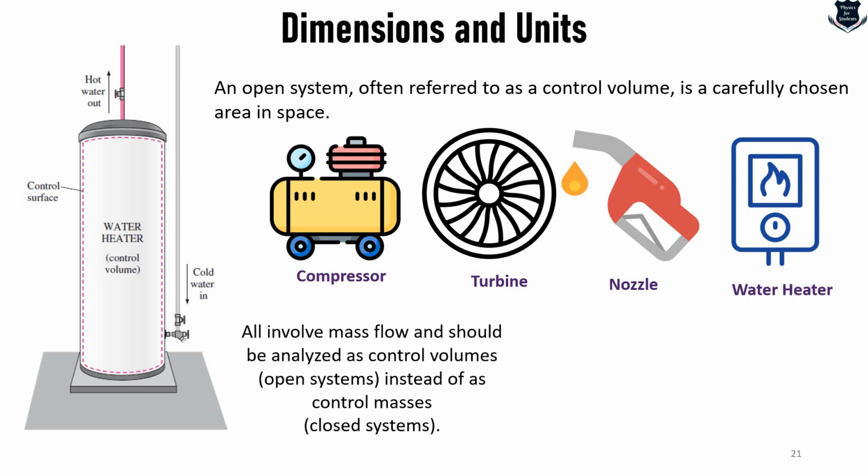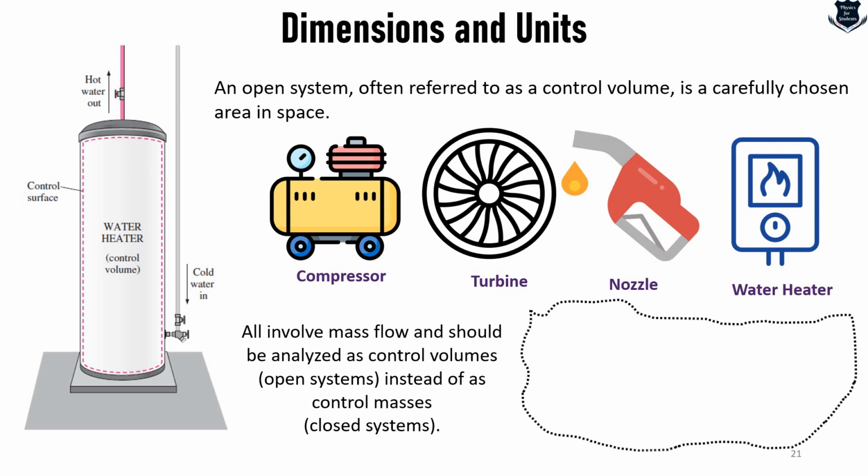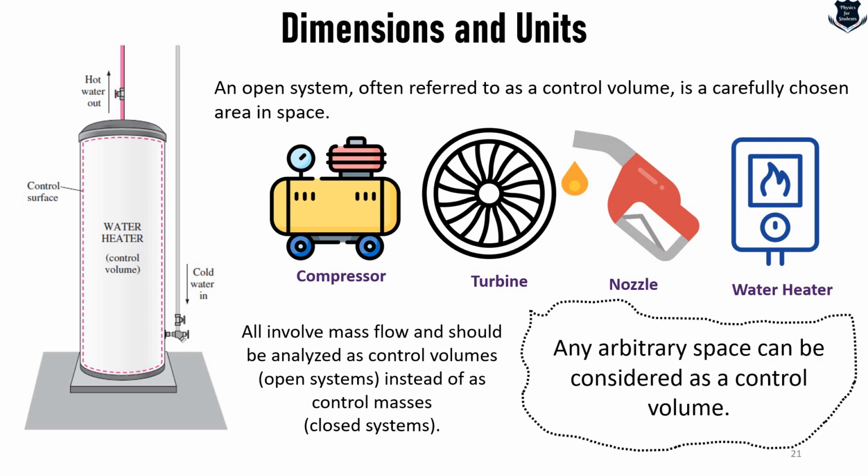A large number of engineering problems involve mass flow in and out of systems, and are therefore modeled as control volumes: a water heater, a car radiator, a turbine, and a compressor. Anything which involves mass flow should be analyzed as a control volume, that is, an open system, instead of a control mass, which is a closed system. In general, any arbitrary region in space can be selected as a control volume.